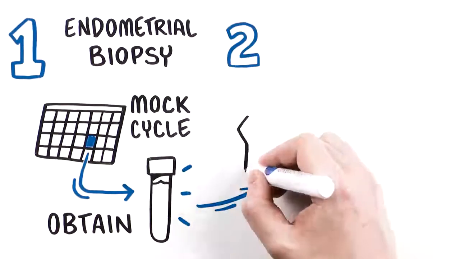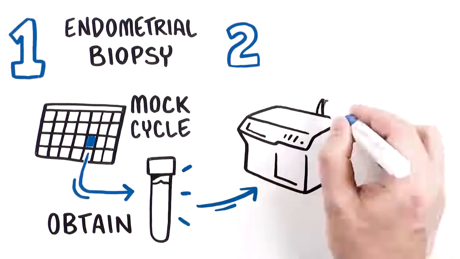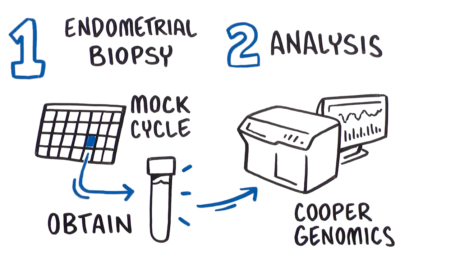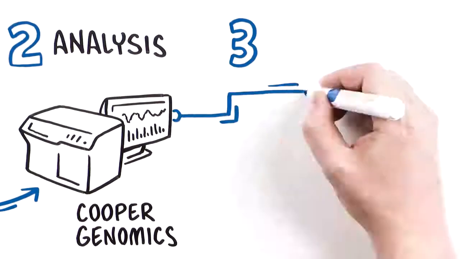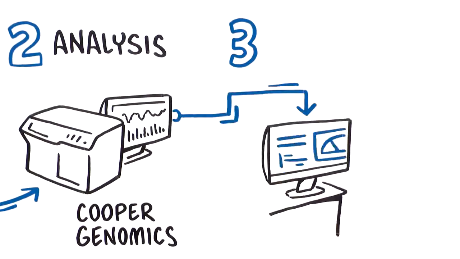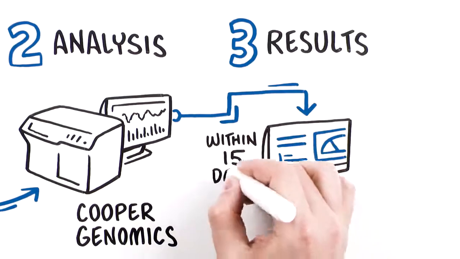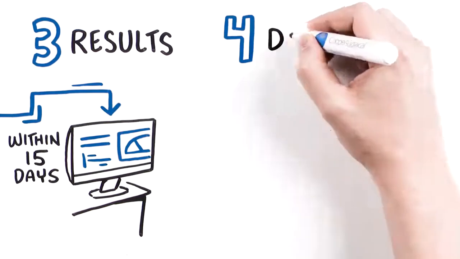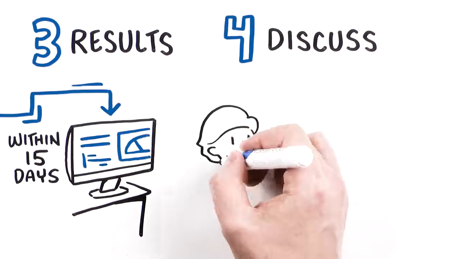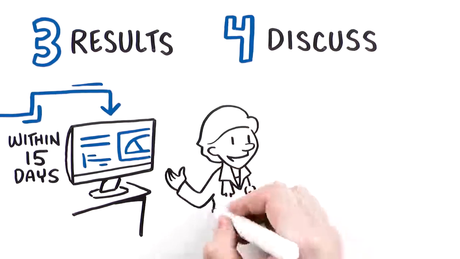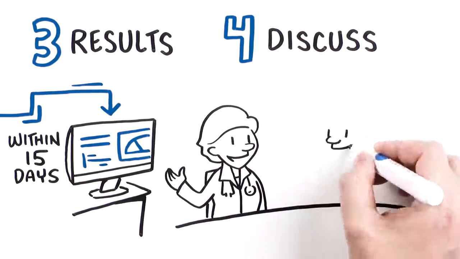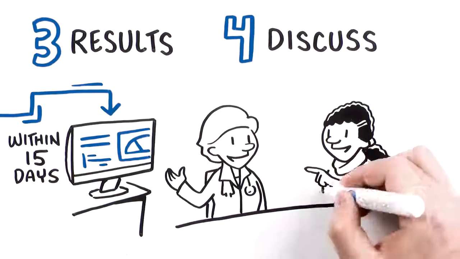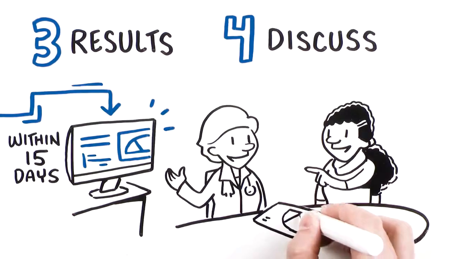2. Following the endometrial biopsy, the sample is sent to a Cooper Genomics laboratory for analysis. 3. Cooper Genomics will report the ERPeak test results within 15 days after receiving the biopsy sample. 4. The final step is to discuss the test results with the patient and plan next steps. Cooper Genomics' team of expert genetic counselors will also be available to answer questions about the testing process and results.